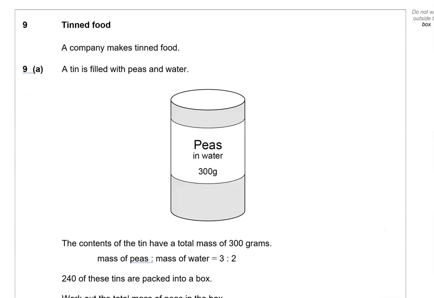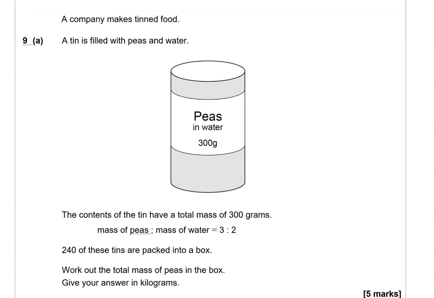Tinned food. A company makes tinned food. A tin is filled with peas and water. The contents of the tin have a total mass of 300 grams. The ratio of the mass of peas to the mass of water is 3:2. 240 of these tins are packed into a box. Work out the total mass of peas in the box. Give your answer in kilograms.